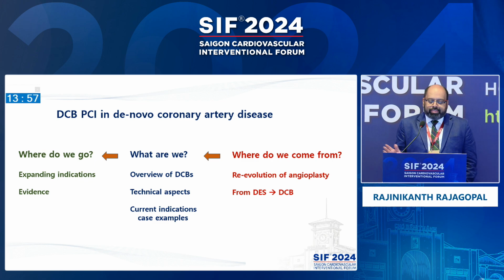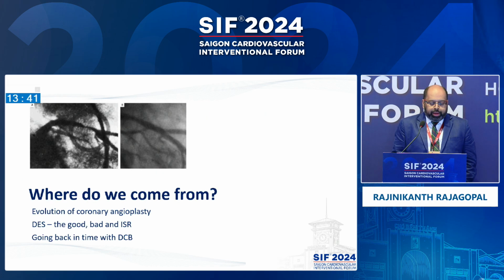So we're going to look at it the same way, looking at DCB PCI. Where do we come from? Look at the evolution of PCI with respect to DCB. What are we? Look at an overview of DCBs. How do we do it? Existing indications, and move on to expanding indications and evidence that's coming in the near future.